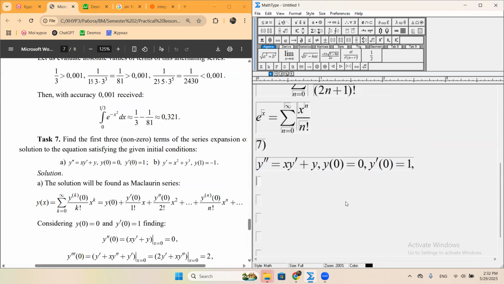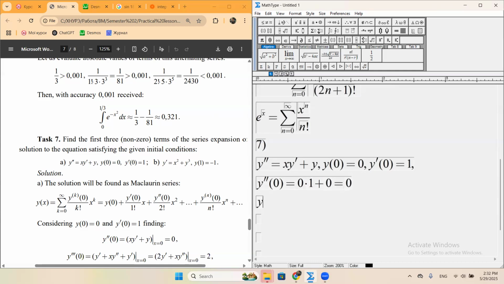So how will we do it? y double prime of 0 equals, so we will substitute these values, 0 multiplied by 1 plus 0, so it equals 0.